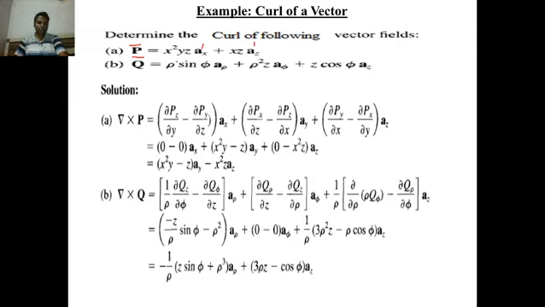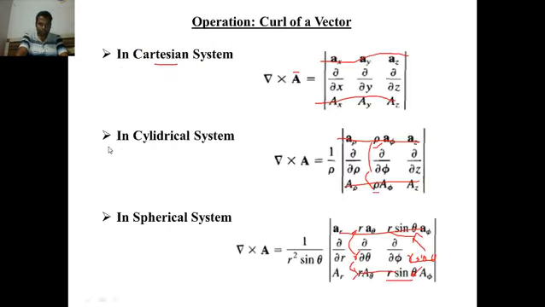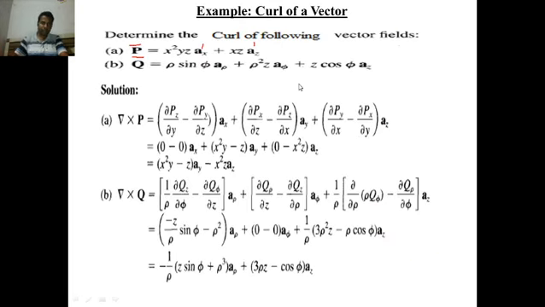So use the formula of curl for the Cartesian system. What is that formula? In the first row, you straight away write down x cap, ay cap, az cap. In the second row, you write down del cross p bar, because the vector given is p bar. What is the x component of p bar? It is x square yz. What is the y component? 0. And the z component of p bar is xz. So you write down these components here.